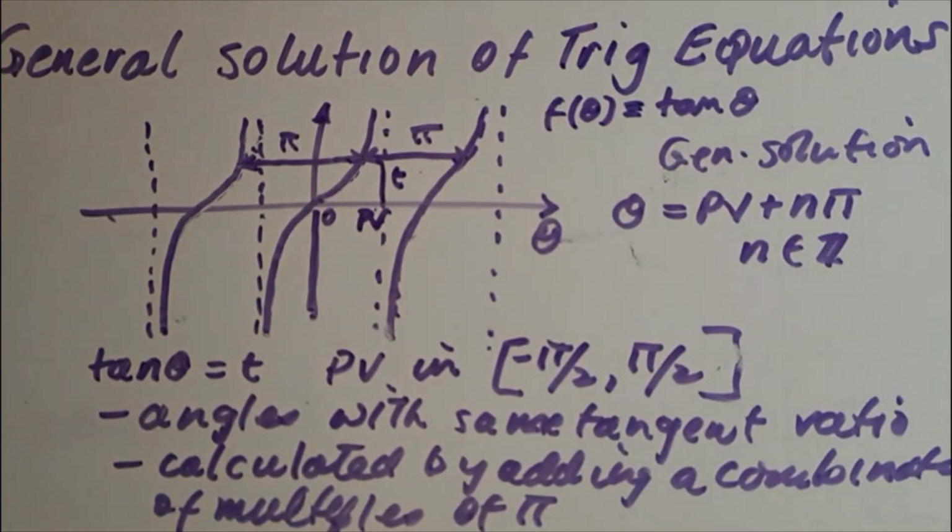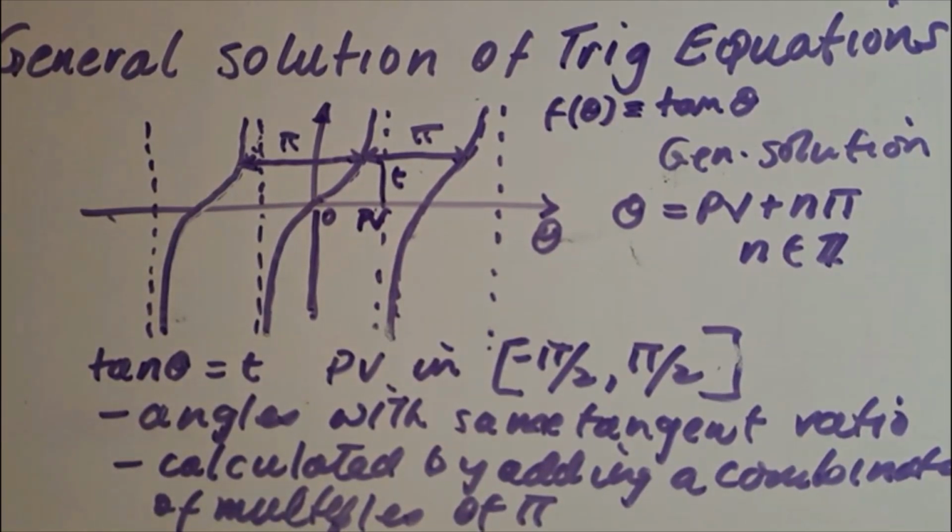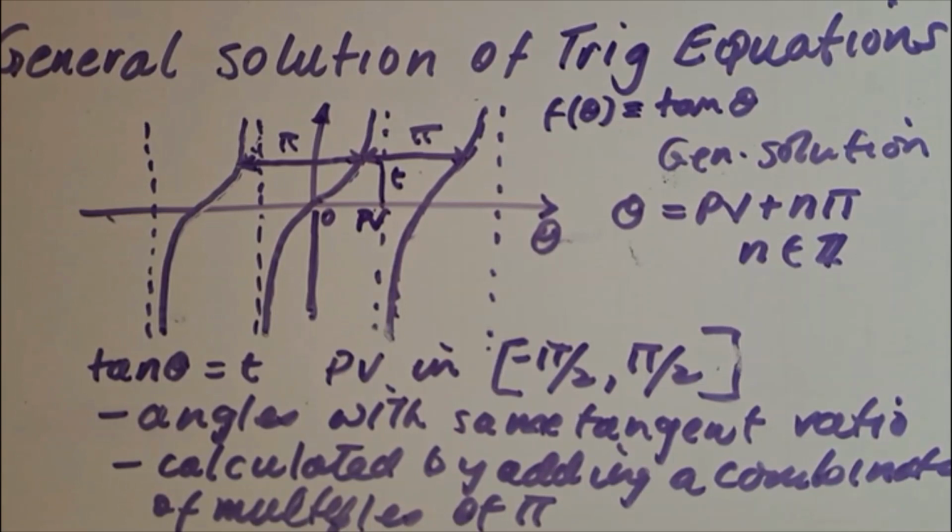Pi being 180 degrees, so alternatively you could use the formula with degrees, and then that would be principal value add 180n. Likewise for sine and cosine general solution formulas. And that's it for the three trig ratios.